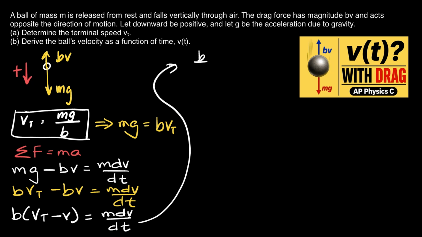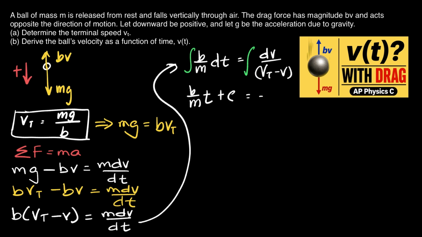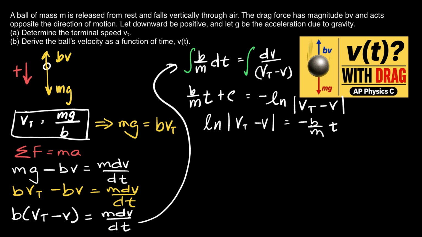Separating the variables, we get b over m times dt is equal to dv over (vt minus v). Integrating both sides gives us b over m times t plus a constant is equal to the negative natural log of the absolute value of vt minus v. Rearranging this equation, we get that the natural log of the absolute value of vt minus v is equal to negative bt over m plus another constant, which we'll call c prime.